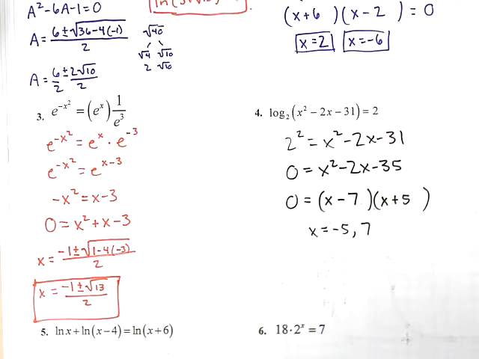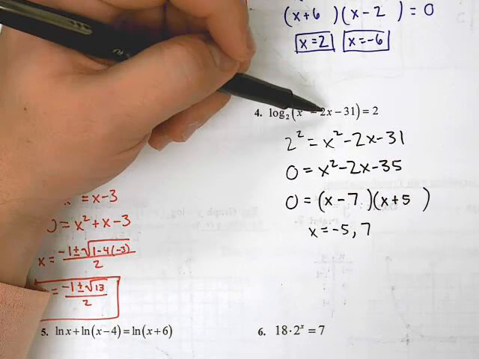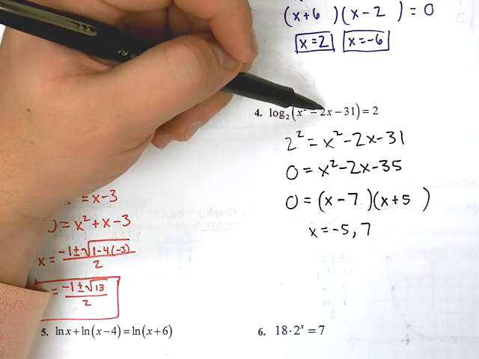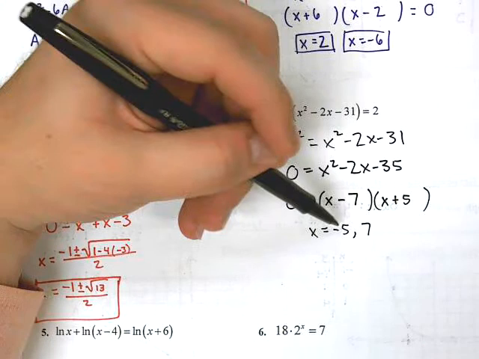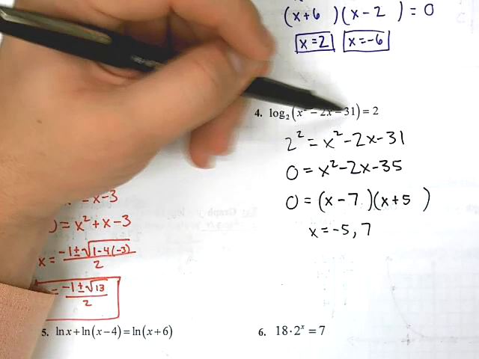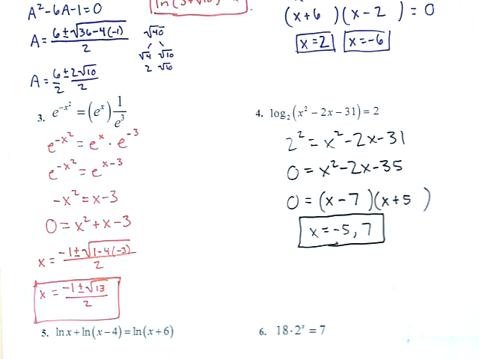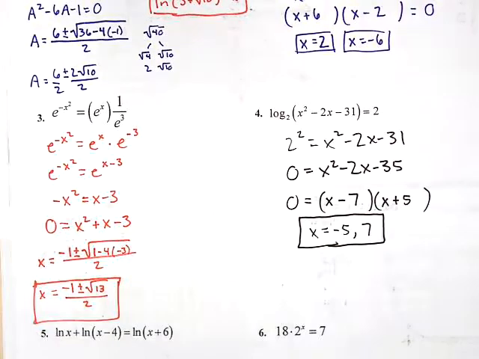Please make sure to check for extraneous solutions. When we do that, let's see, 25 plus 10 is 35. Okay, so we're good on the negative 5. 7 squared, 49, minus 14 is 35. Okay, we're good on both. We can box both of our answers. Let's keep going.